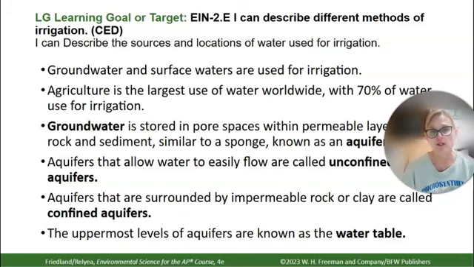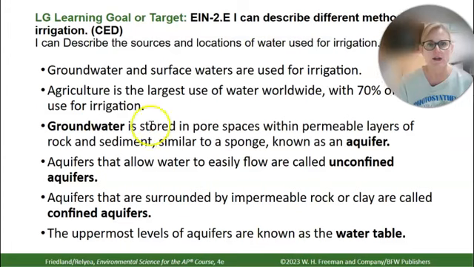So in the world, most fresh water is used for agriculture, 70% for agriculture. In many developed countries, including the United States, most fresh water is used for industry, but quite a lot is used for agriculture. So a review of some terms here.